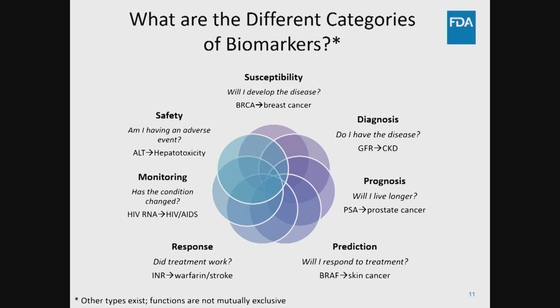And lastly, I'd like to just note that these functions are not mutually exclusive, so there's much overlap in these. So for example, I used INR as a response biomarker for warfarin and the reduction of the risk of stroke. However, this is also considered a monitoring biomarker because patients that are taking warfarin monitor their INR regularly to make sure that they're in the appropriate therapeutic window. And it could also even be considered a safety biomarker because if INR goes above a certain level, it increases your risk for bleeds, and therefore it could be considered a safety biomarker for that drug as well. So these are not mutually exclusive.